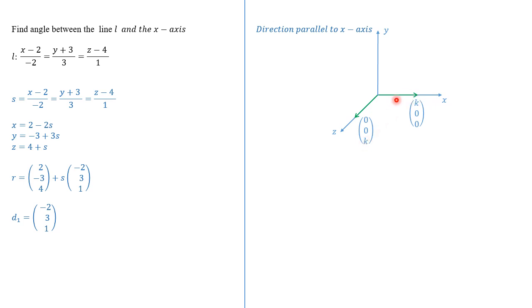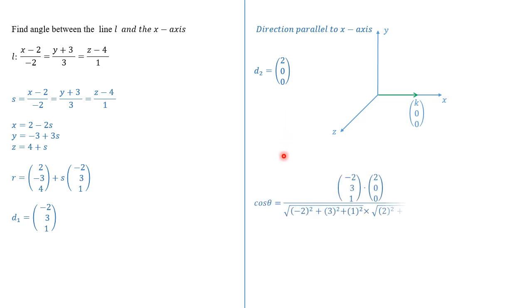Alright, so we are interested in the direction of x here, so it's k, 0, 0. We are going to use this one. So d2 here is going to be 2, 0, 0. We just take any constant that we want. We can use 1, we can use 10, as long as it's in the direction of x and the other components become 0. Alright, so now we can find the angle here.